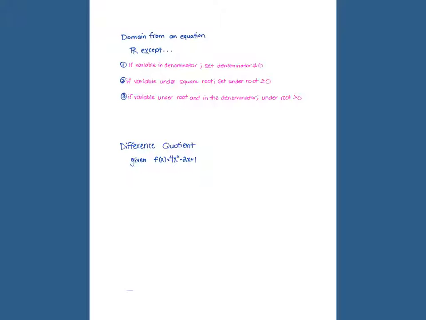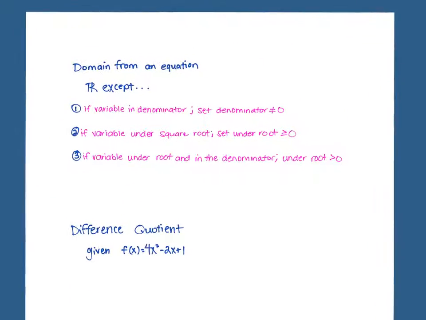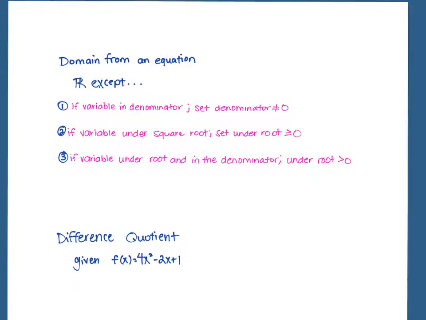Questions? Okay. And then we talked about domain. So we've said it 8 million times. Hopefully this is now sunk in, right? Domain on a function is all real numbers except 3 cases. 1, if the variable is in the denominator, and for that one we would set the denominator not equal to 0.